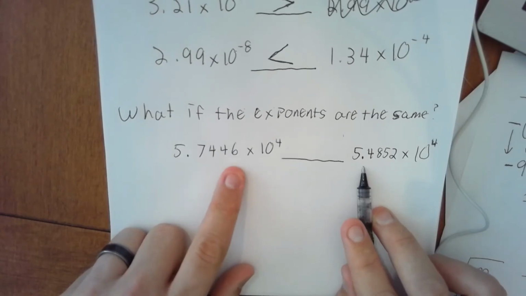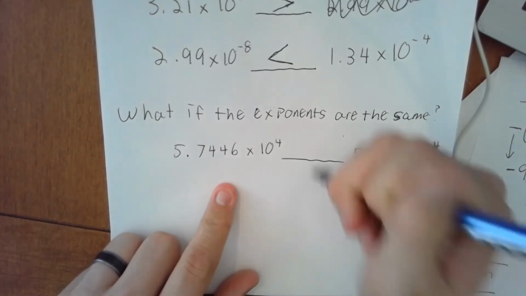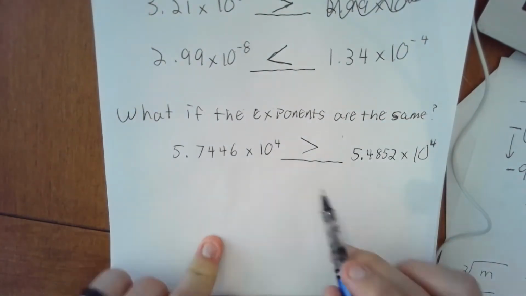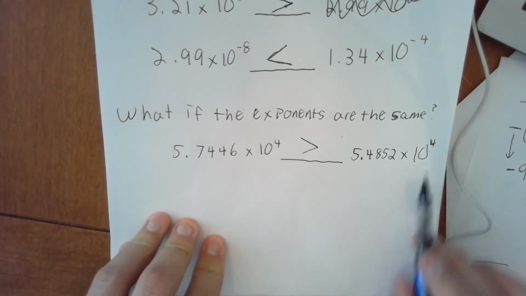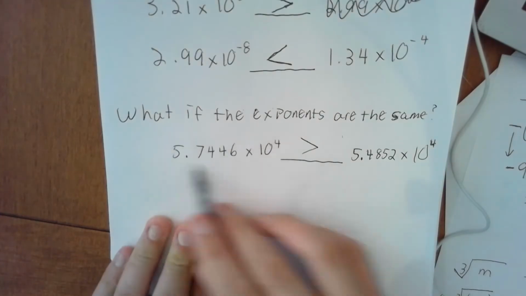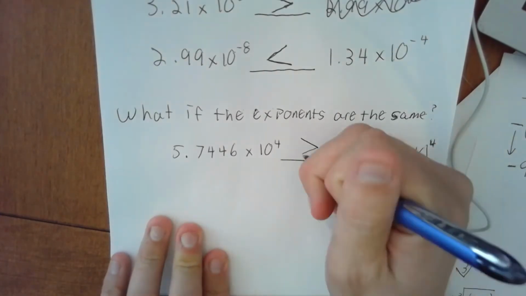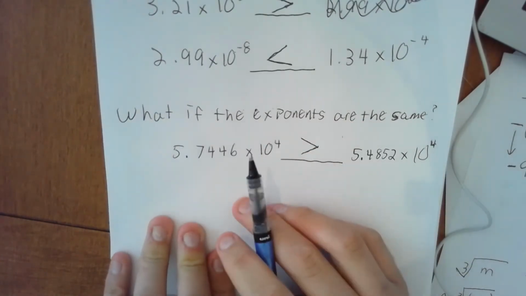5.7446 is bigger than 5.4852. So therefore, 5.7446 times 10 to the 4th is greater than 5.4852 times 10 to the 4th. So Kareem Abdul-Jabbar played more minutes than Karl Malone did in their careers. Kareem Abdul-Jabbar actually holds the record.